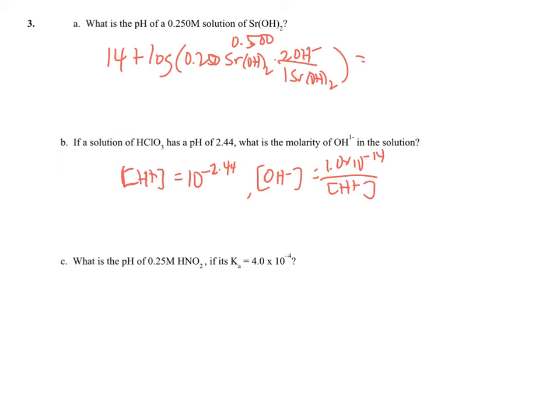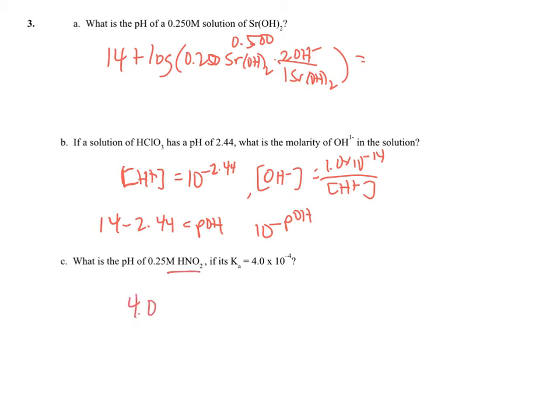Or you could certainly do 14 minus 2.44 equals pOH and do 10 to the negative pOH. Either way, we'll get you the same answer there. Last part of the individual part, 0.25 molar HNO2. If it's Ka, is that value. So that's just a weak acid all by itself.